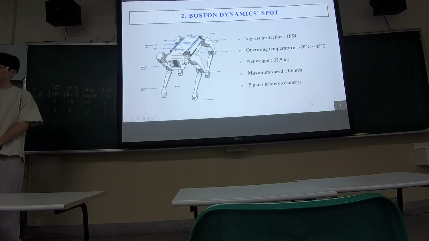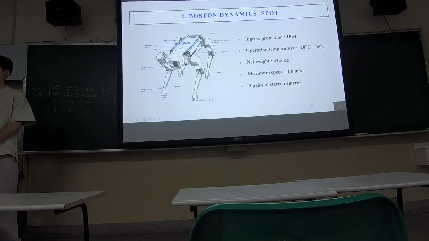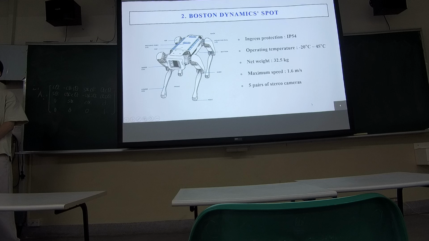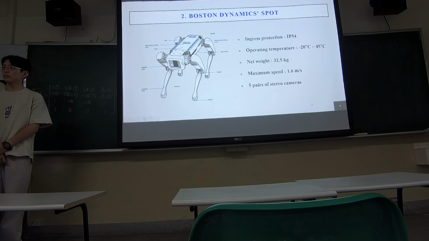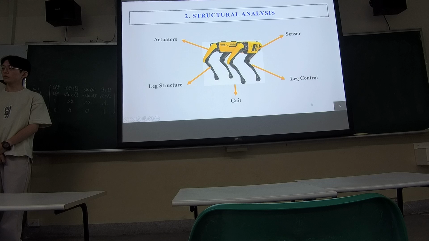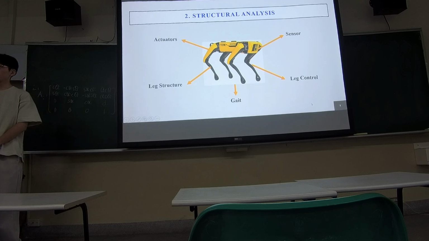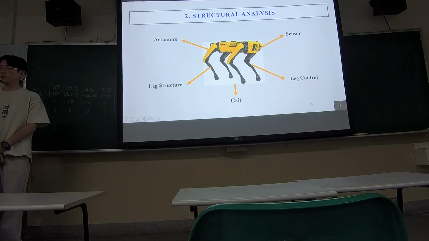First, we can see that Spot's ingress protection is IP54, and its operating temperature is -20 to 45 degrees Celsius. Net weight is 32.5 kilograms, and its maximum speed is 1.6 meters per second. And it has 5 pairs of stereo cameras. Next, we will analyze it in the following: actuators, leg structure, gait and leg control, and the last is sensors.